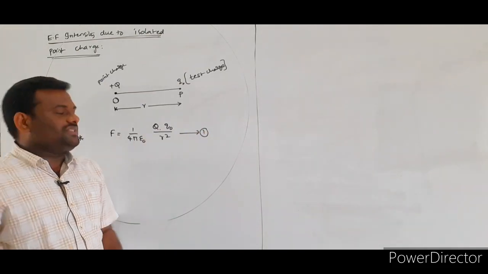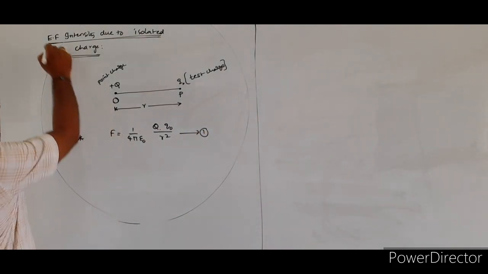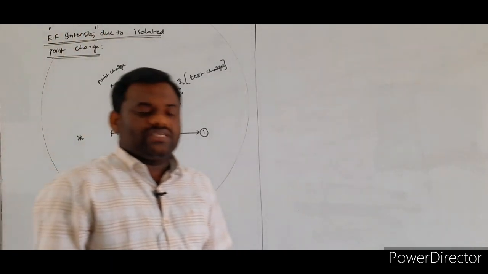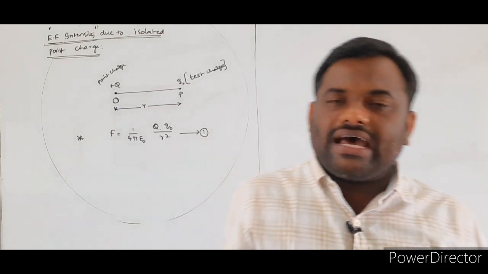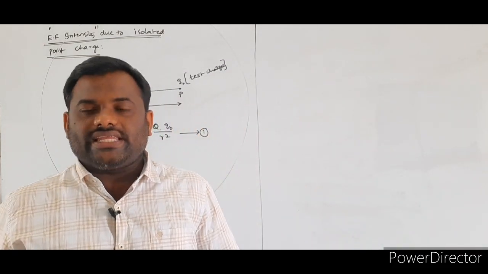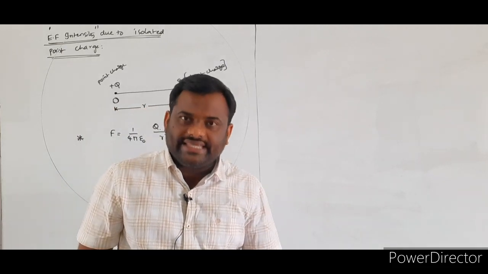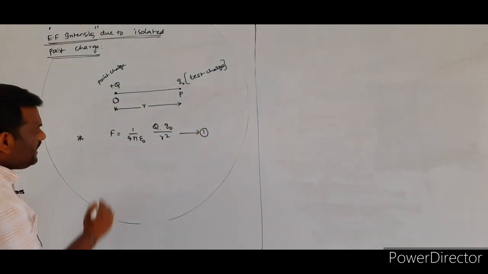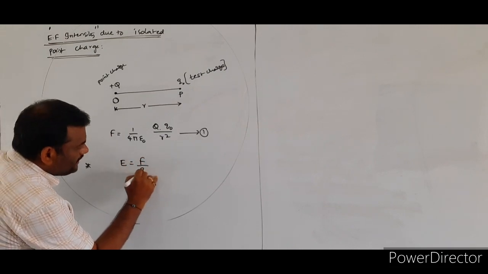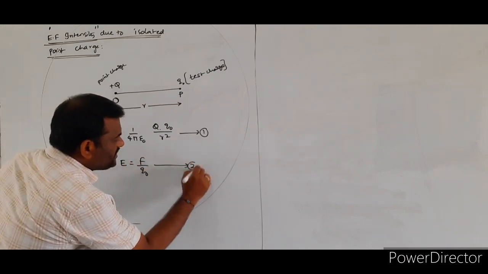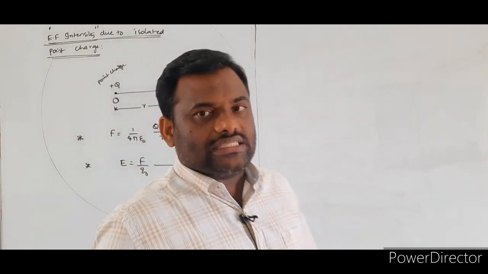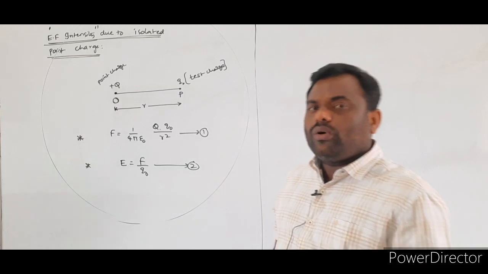Equation number 1. But what is our aim? We have to derive the expression for what? Electric field intensity. Already we defined the electric field intensity. What is the definition of the electric field intensity? It is defined as the force experienced by the unit positive test charge.